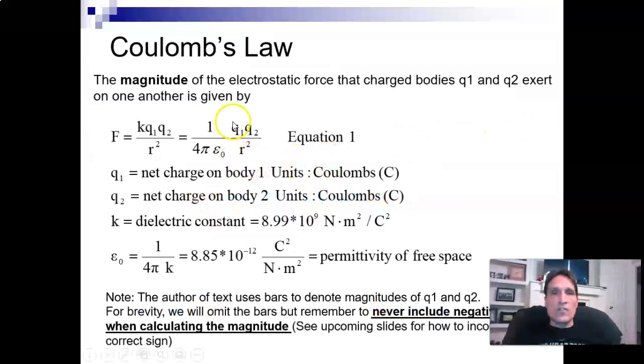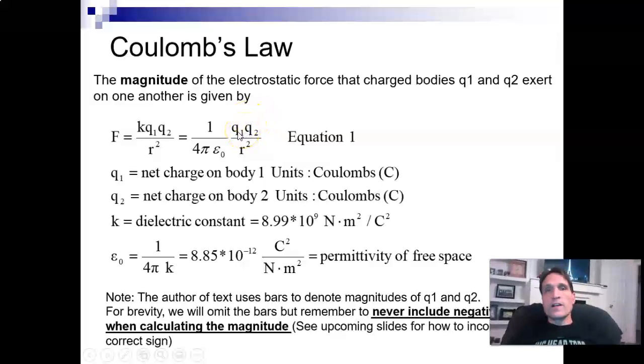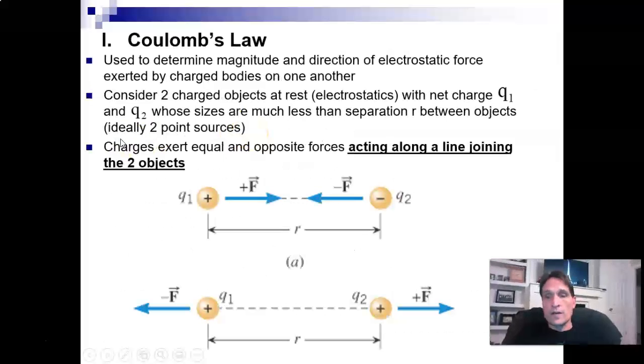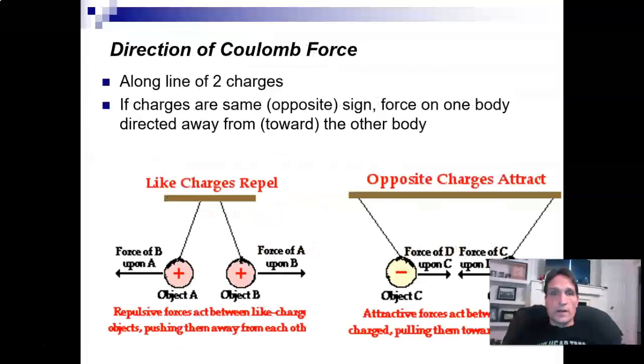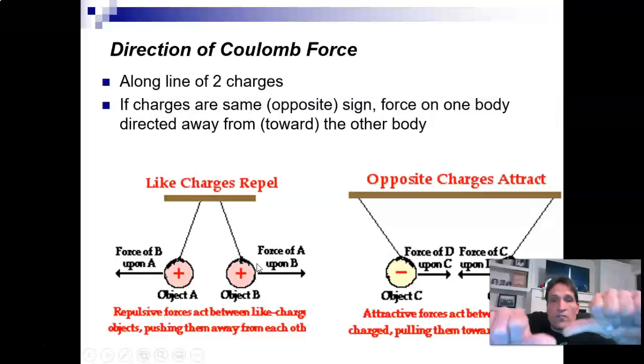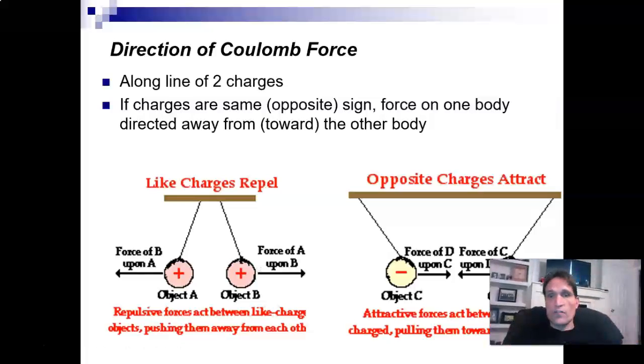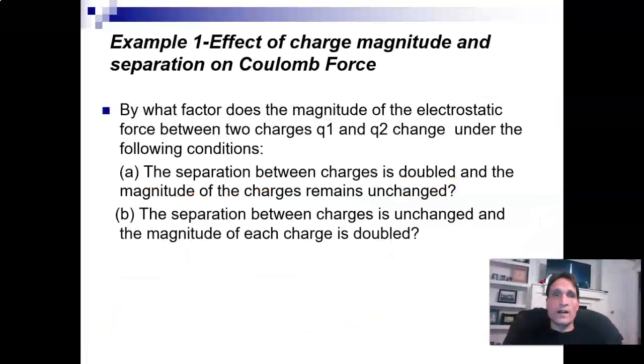The author uses the magnitude bars. He's got bars over the Q1 and the Q2. And we can do that too, but just for brevity, I'm omitting it, as long as we remember that we will only include the magnitudes and not the sign here, so that F is always a positive value. And again, we'll use whether it's attraction or repulsion to dictate the direction. Okay? So again, like charges repel, opposites attract. Force is always along the line between the two bodies.